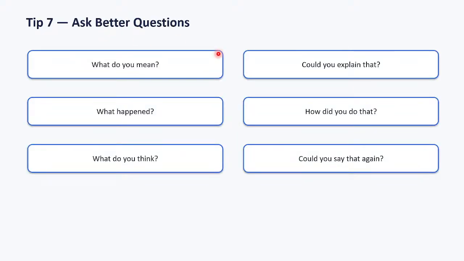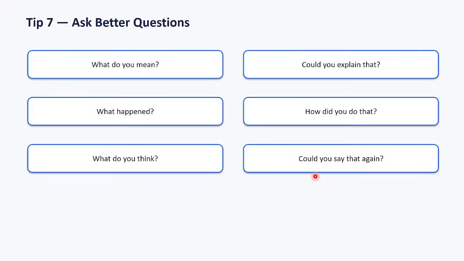Okay, ask better questions. Now on daily basis you ask questions like, where is my pen, where is my shirt, where is my pink t-shirt, where is my phone, like this. Try to make better questions. What do you mean? Could you explain that? What happened? How did you do that? What do you think? Could you say that again?